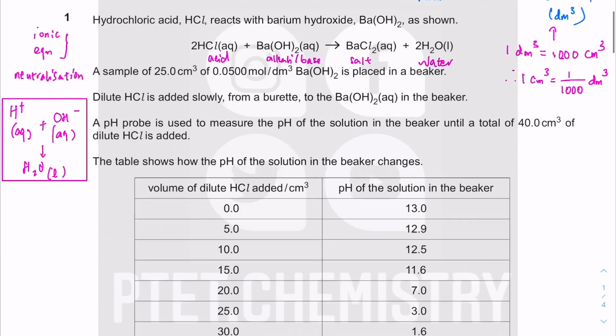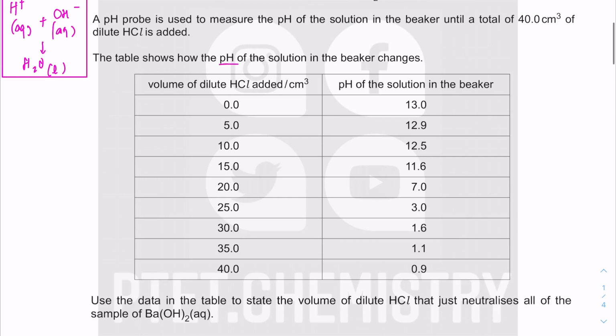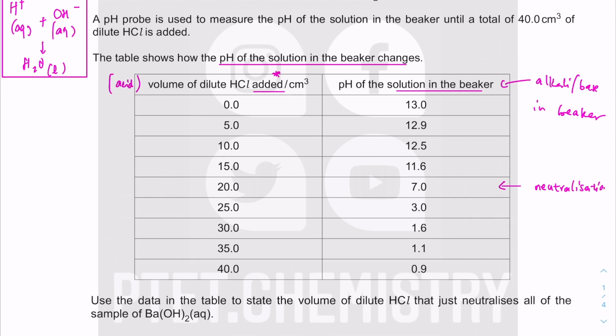So as you could see, this is how the pH of the solution changes. You are adding HCl. HCl is acid. So what you have initially is you have the solution in the beaker, which is alkaline initially. That is your alkali or your base in the beaker, and then you are slowly adding some acid to it, and the pH will slowly become more and more acidic. This is the point of neutralization, where the pH becomes 7 or 7.0 in this case.